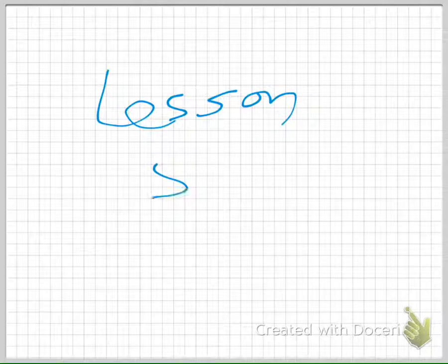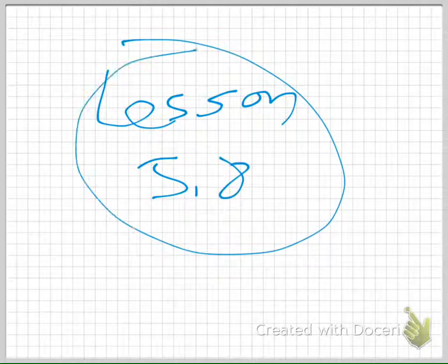All right, this is pre-algebra, lesson 5.8. Solving equations by multiplying fractions. Okay, here's the deal.